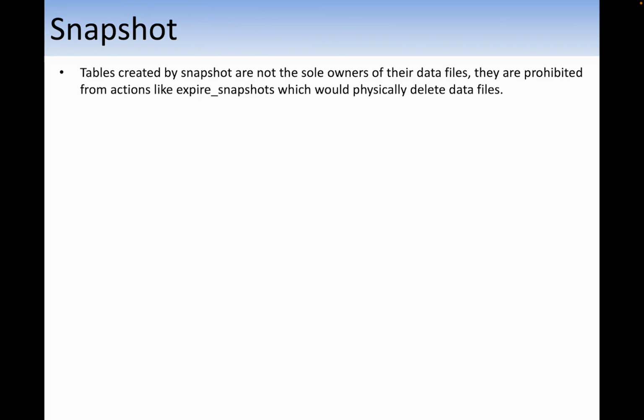So tables created by snapshot are not the sole owner of the data files. That means there are temporary pointers to the original table. So you cannot do expire snapshots on the snapshot table. Expire snapshots, right? You cannot run it because we cannot delete the files. So the snapshot will not allow expire snapshots. When you delete data or when you modify it, it only affects your snapshot IDs, right? It will not touch your original data.